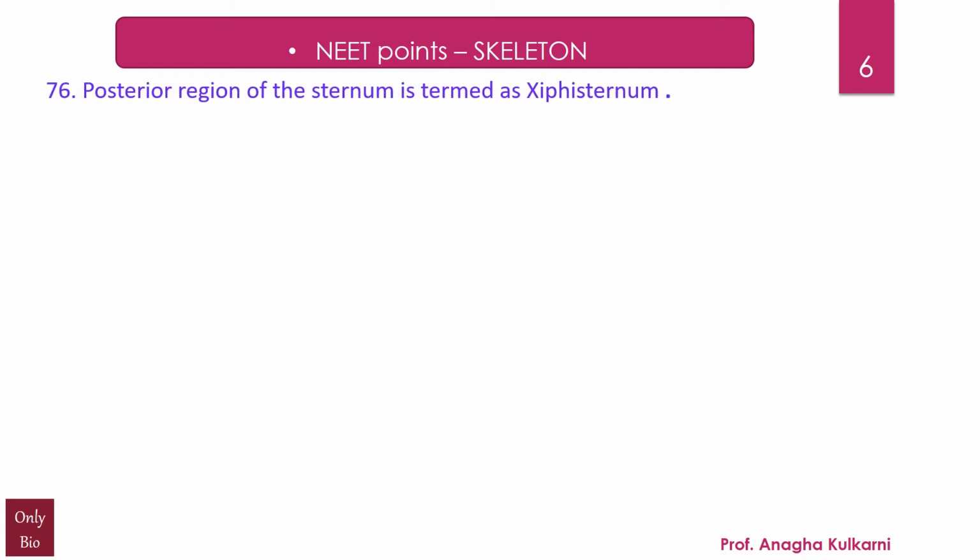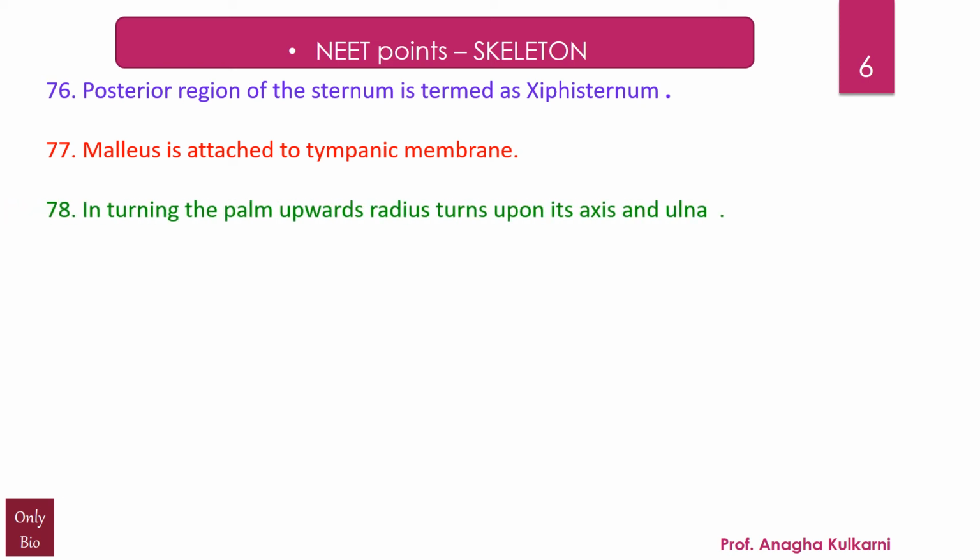Point number 76. Posterior region of the sternum is termed as xiphisternum. Next, malleus is attached to the tympanic membrane. Next, in turning the palm upwards, the radius turns upon its axis and ulna. Next, a bone in human skeleton with sigmoid notch is the ulna.